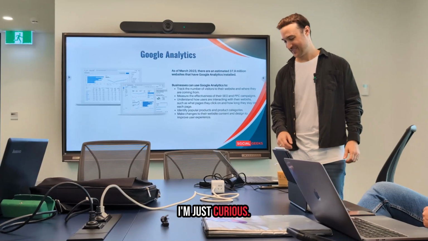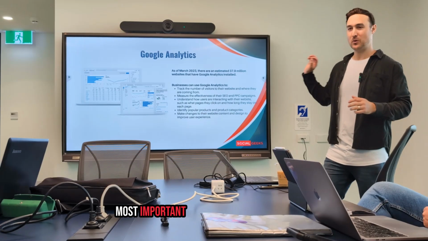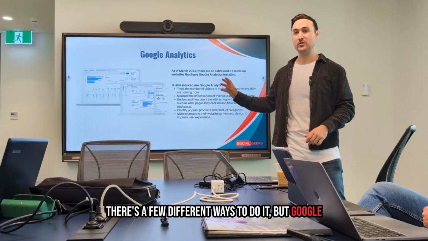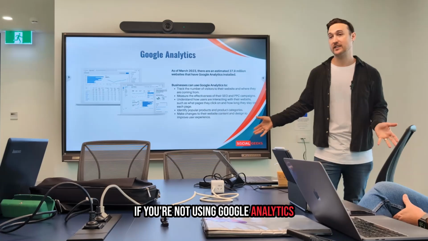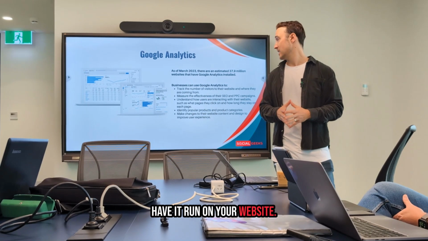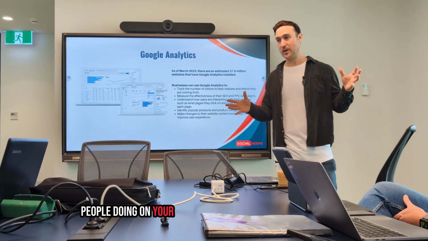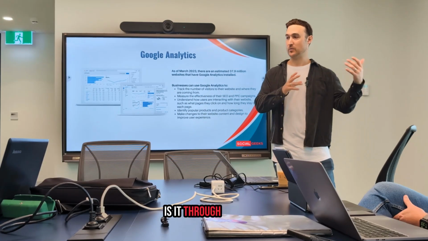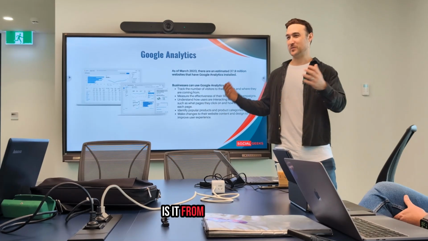Now that we've talked about all the different things you can do with Google, the most important thing is how do we track it? There's a few different ways to do it, but Google strongly recommends you use Google Analytics. If you're not using it already, I would say get it set up and have it run on your website, because it helps you see what people are doing on your website and where they're coming from. How are you acquiring your traffic? Is it through paid ads? Google search? ChatGPT? Social media?